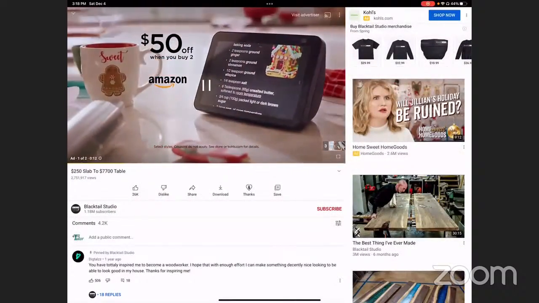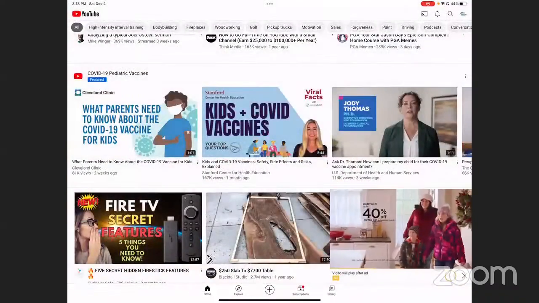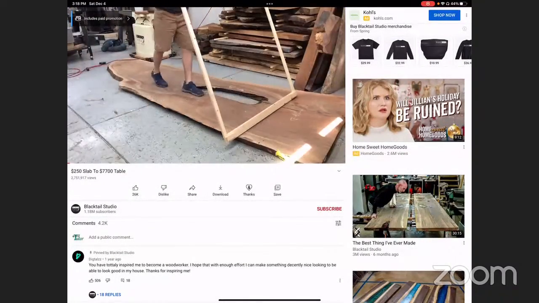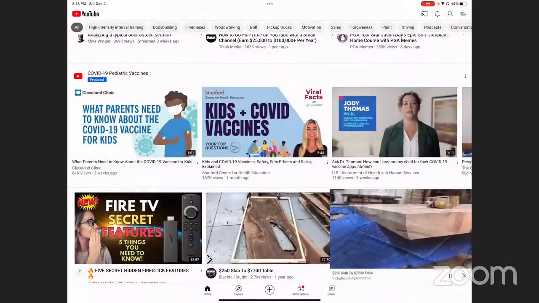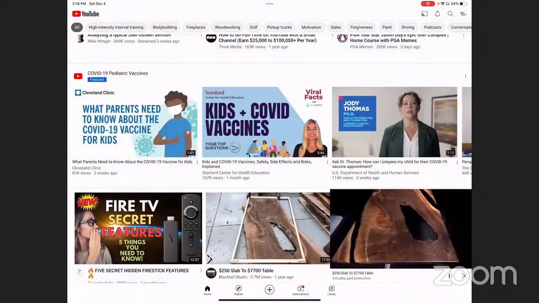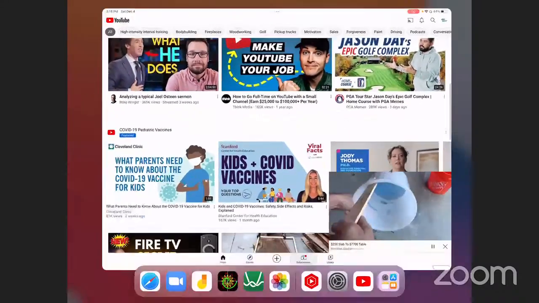Big savings. Great deals on the Amazon Echo Show 8. Get up to 40% off outerwear and Cuddle Duds. Hey, this is Cam with Blacktail Studio, and this week we are going to build the dining table, fix a busted corner, take some pretty cool photographs, and last but not least, we are going to show you how to clean up a.